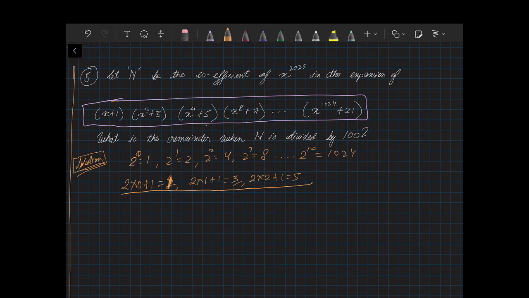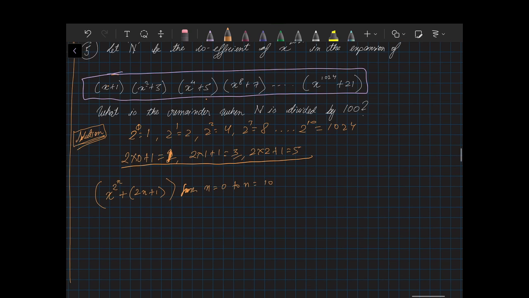So actually you can combine both of them and write a general expression for all the terms. We can write it as x to the power 2 to the power n plus 2 times n plus 1. So just plugging from n equals 0 to n equals 10. Okay, sorry, there aren't actually 10 terms here, there are 11 terms. So previously I said 10, that was my mistake. There are actually 11 terms here, from 0 to 10.